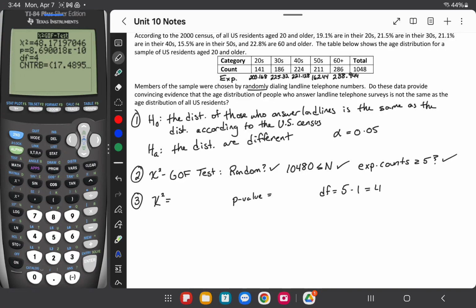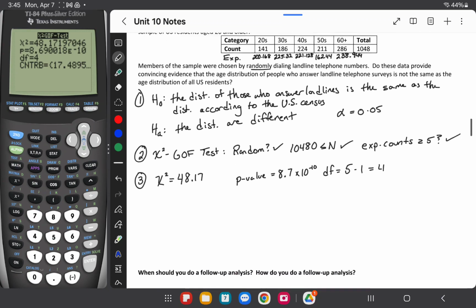And so here are going to be our values. For chi-squared, I'm going to round to 2 decimal places, 48.17. And the p-value, I'll also do the same, 8.7 times 10 to the negative 10th. So a very, very small p-value. Keep in mind that would be 0 point and then 9 zeros before you get to the 8 and 7. So a number which is very, very small.